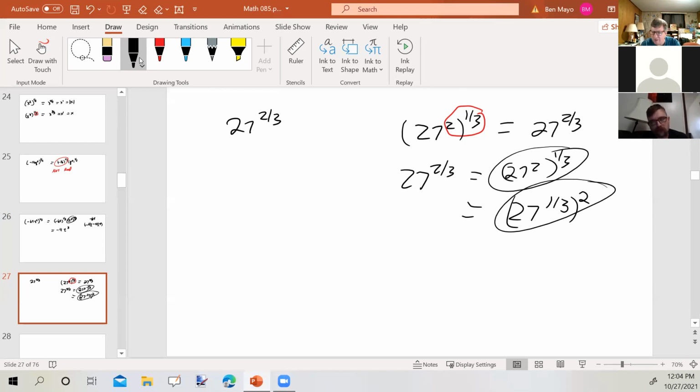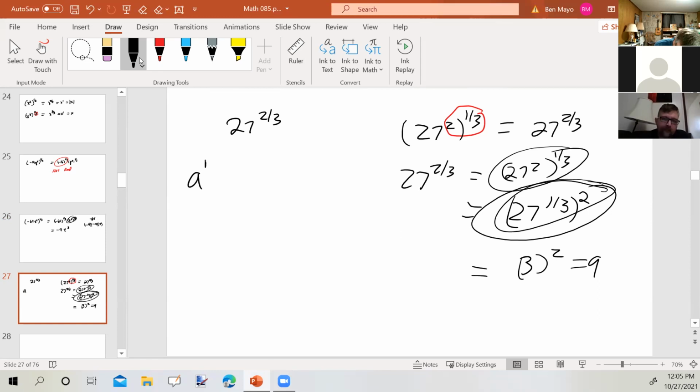But if I do the 27 squared and take the 1/3 power, I can't do that one in my head, but I can do this one in my head, because the cube root of 27 is 3, and 3 squared is 9. But 27 squared is some humongous number, and then take the cube root of that. I'm not going to do that in my head. But point is, it looks something like this.